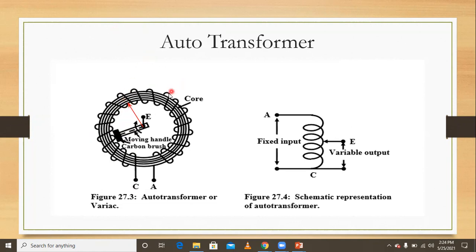By using the auto transformer, the output voltage is increased and decreased by changing the taps on the secondary winding. For the primary winding, the primary side is fixed between A and C, with 230 volts applied. But between E and C, the output voltage changes based on the number of turns. The auto transformer is also called a variac.